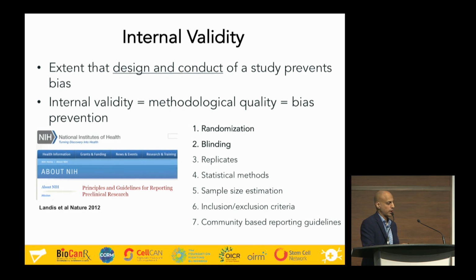So if you just Google NIH preclinical guidelines for reporting, you'll come right to this right away. Unfortunately, I don't have time to go into all the other 5 aspects there. This is what our workshop that we hold for BioCanRx actually goes into over the course of a day. But I will give you just a taste of what randomization and blinding are all about.